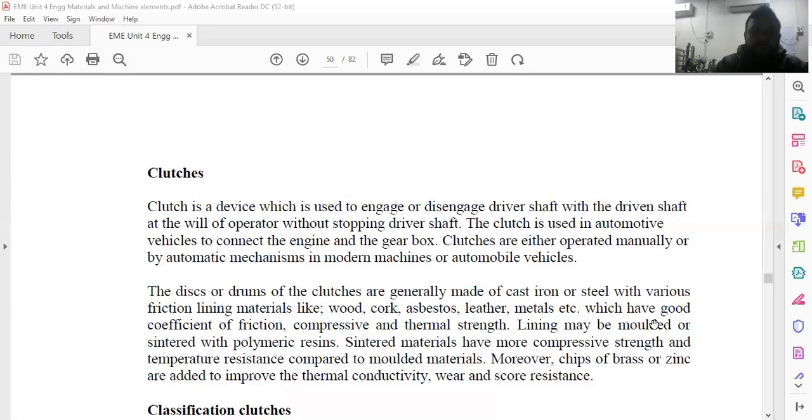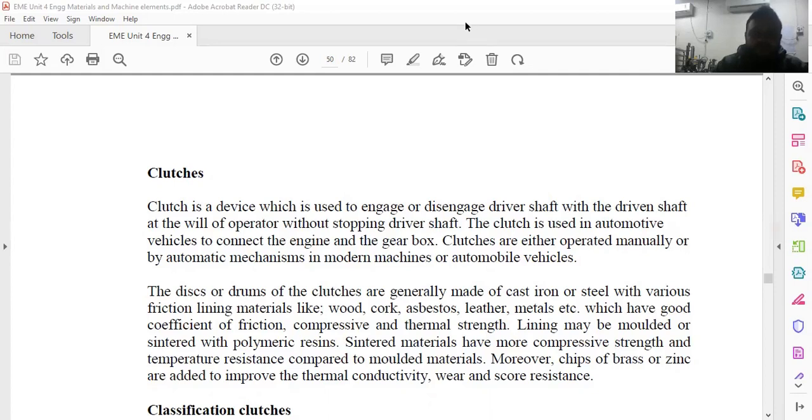Normally we use the clutch in our automobile vehicles. Also we have couplings, and brakes are also there in our automobile vehicle. So these are very essential and basic mechanical elements that we have to see. Now, we start from the clutch.